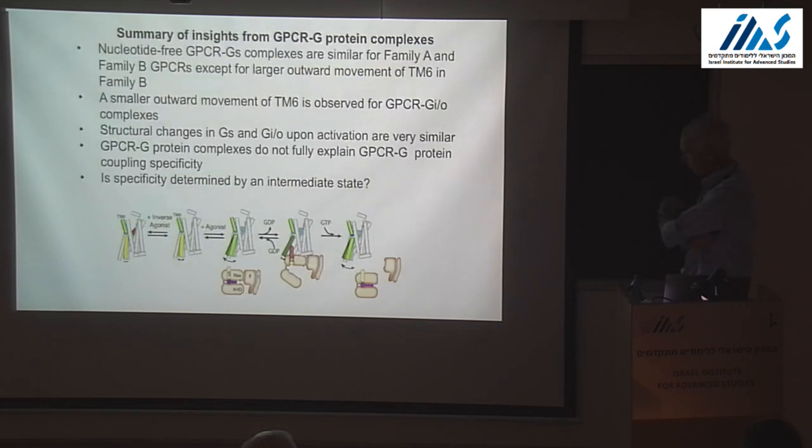So to summarize what we've learned so far from these complexes, nucleotide-free complexes are similar for family A and B, except for a larger outward movement of TM6 in family B. There's a smaller outward movement in GPCR, GI, and GO complexes. Structural changes in GS and GI upon activation are very similar. They all undergo this large movement of the alpha-5 helix, and the alpha helical domain becomes flexible. GPCR G protein complexes do not fully explain coupling specificity. And then, of course, the answer is going to be yes.